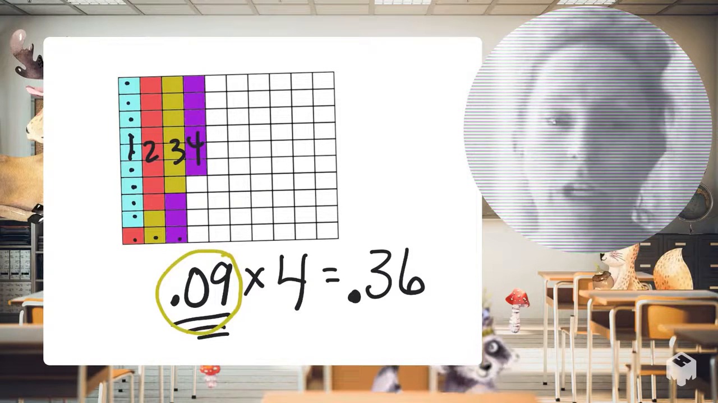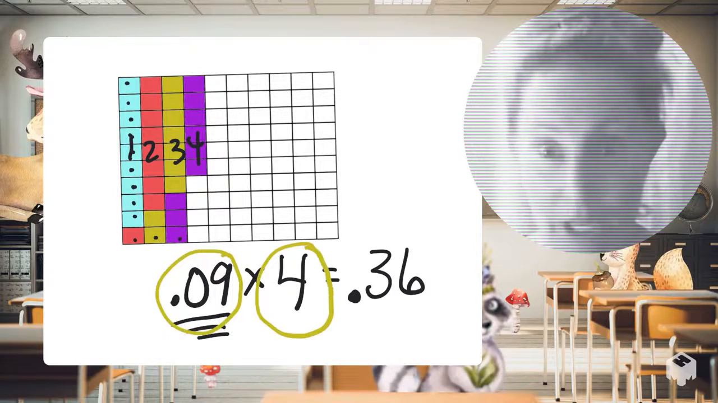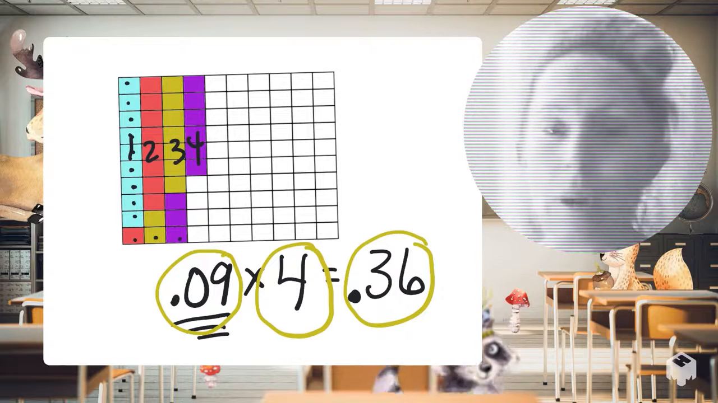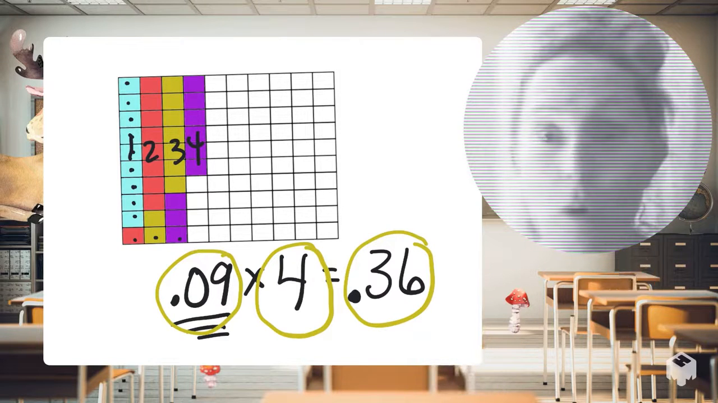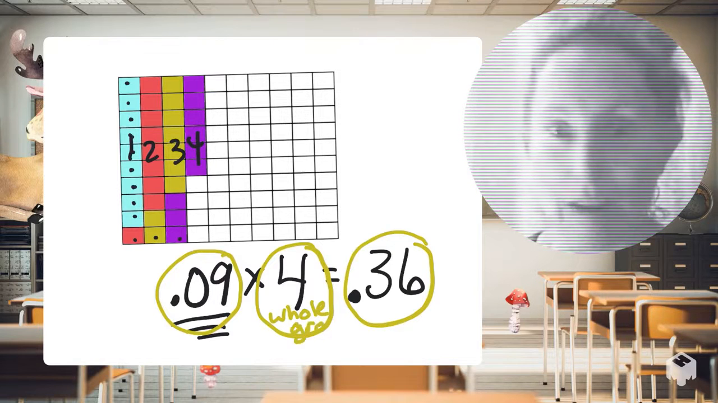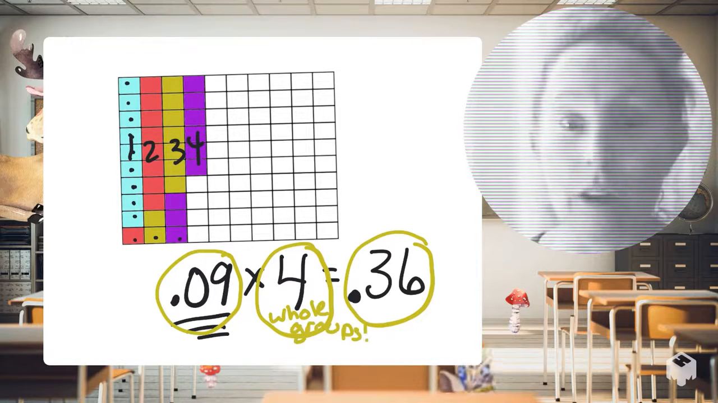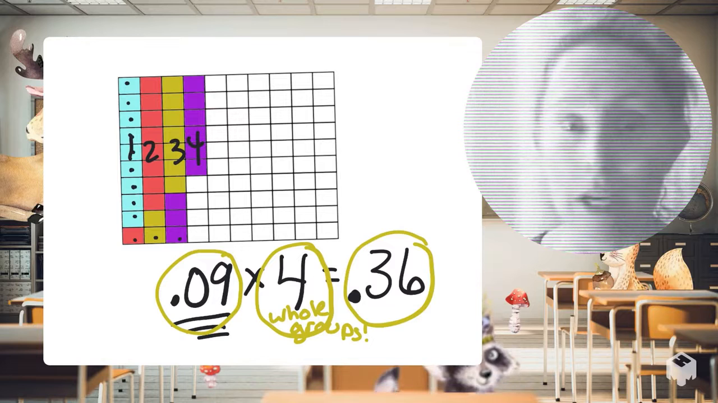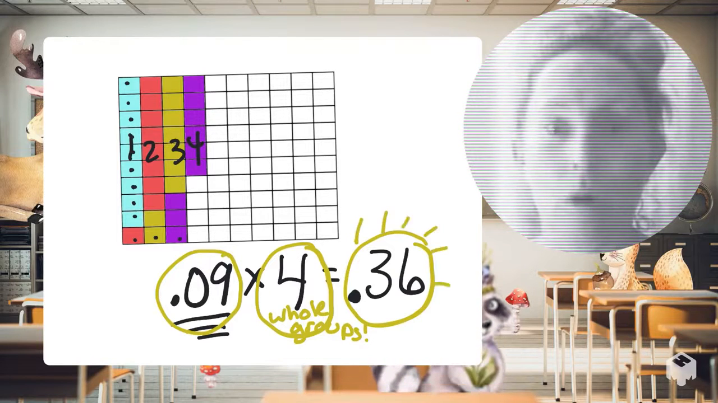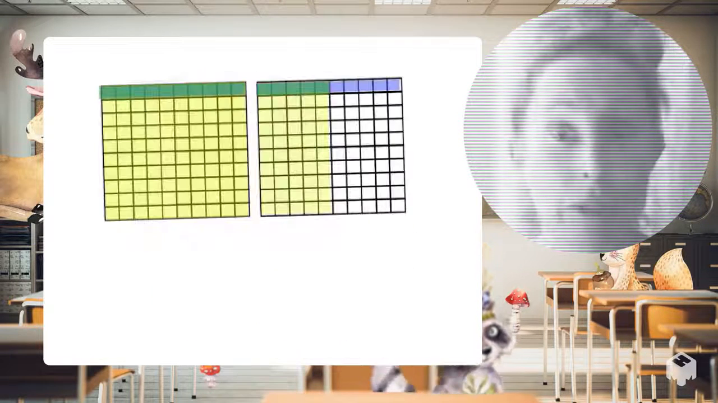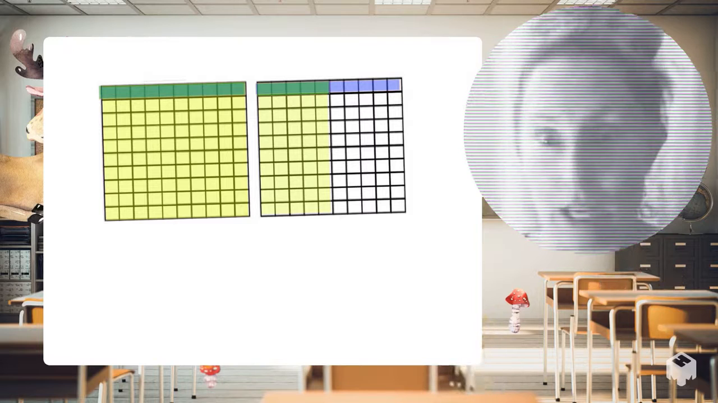I think the biggest trick that kids will get tricked on for this is not remembering that it's 4 whole groups. Sometimes kids get decimal happy and they start putting decimals everywhere. But in this case, we don't need a decimal on our number 4 because we're talking about 4 whole groups. And you can always use your 6th grade algorithm to check that.